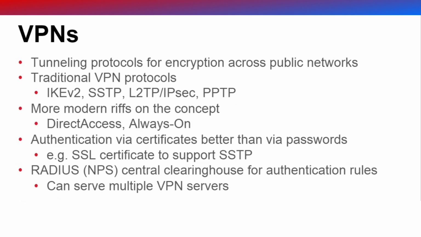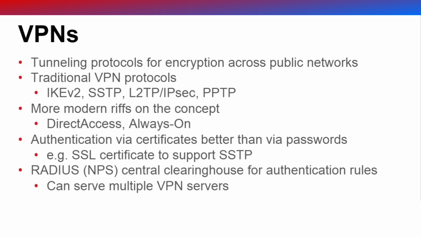Everybody thinks about encryption for VPNs because we're often traversing across the public internet. And so we have traditional VPN protocols, all of which give us some degree of encryption. There are some modern riffs on these VPNs. In the Microsoft world, we have DirectAccess. We have Always On VPNs. These are kind of newer. Always On is the newest. These are newer variations on the VPN theme. Lots of organizations don't use Microsoft for VPN software. They might use Cisco or whoever, lots of different vendors.